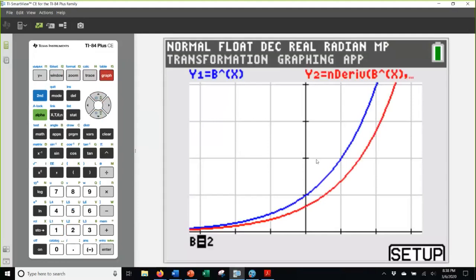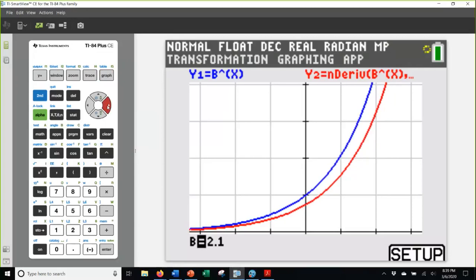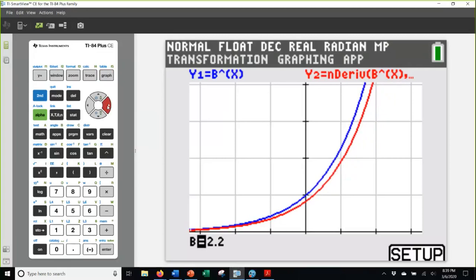And the red graph is the derivative of that. And as b increases, the derivative is going to increase as well. And what you're going to see here is that as the base gets closer and closer to the value of e, it's going to get closer and closer to the same graph. It takes a little while for the graph to do all of this graphing.